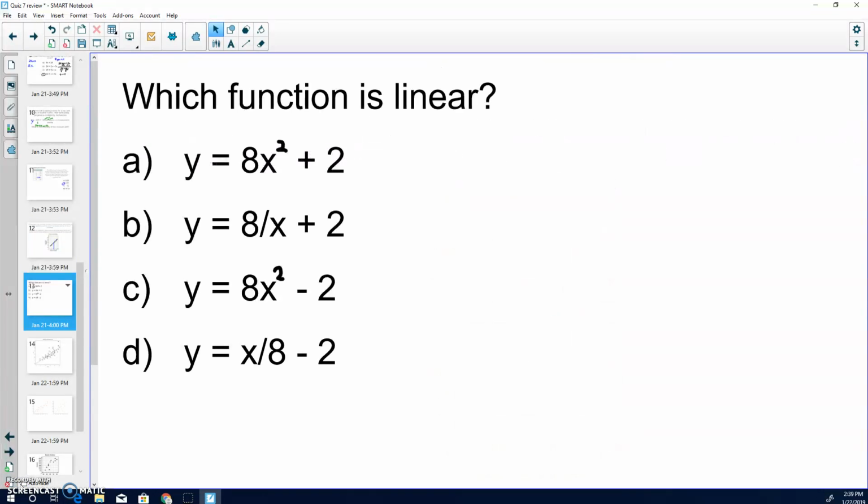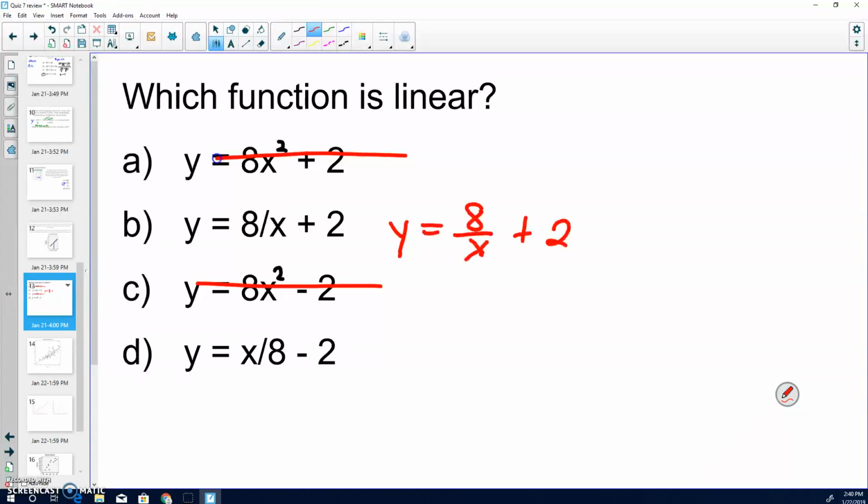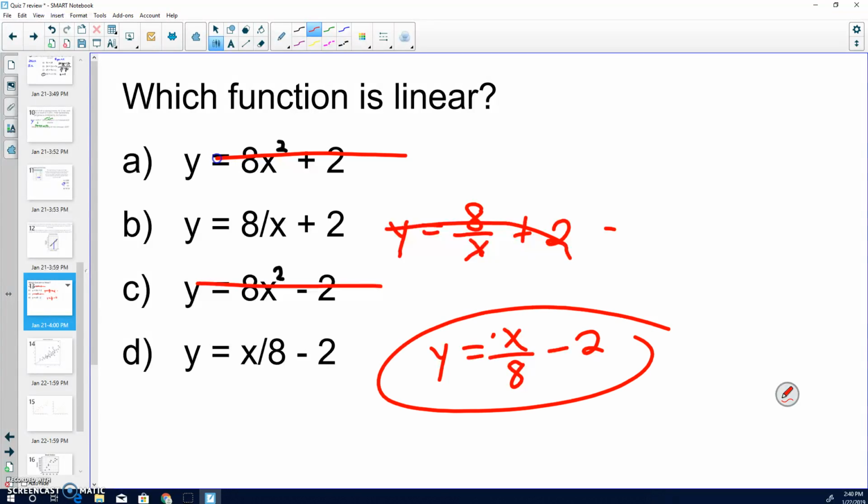Which function is linear? Can I ever have a squared in a linear function? No. If I wrote it out like this, 8 divided by x plus 2, x divided by 8. Can x ever be on the bottom? No. So it's got to be this one. Remember, there's a 1 in front of it.